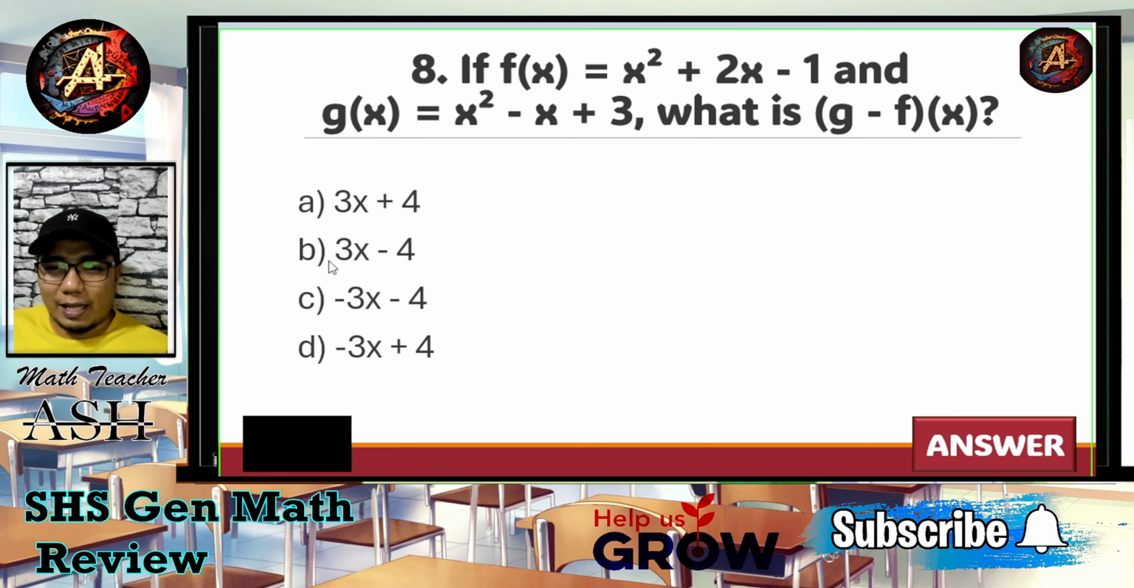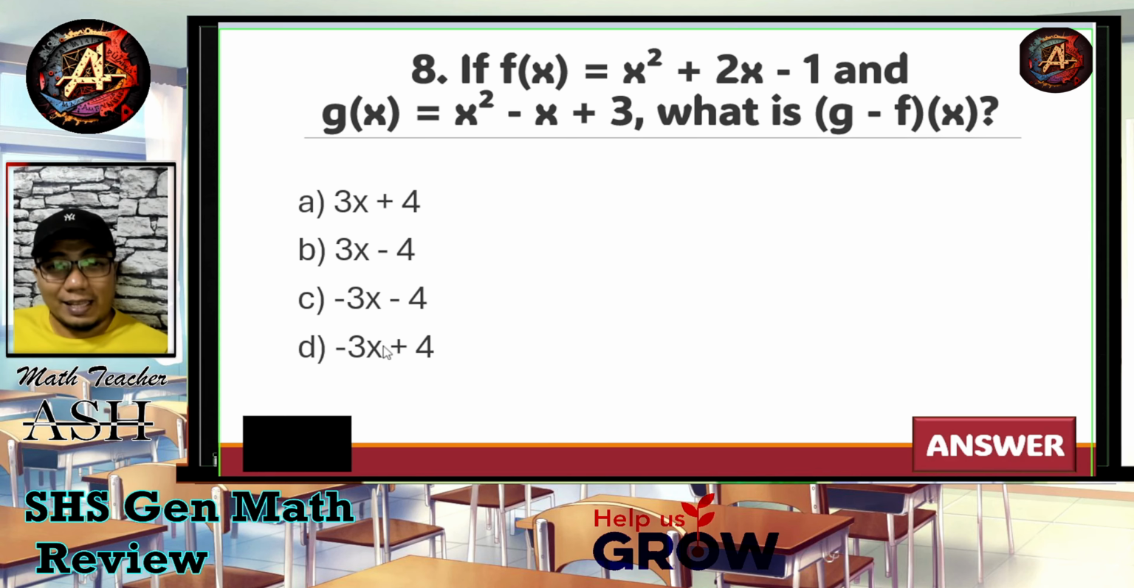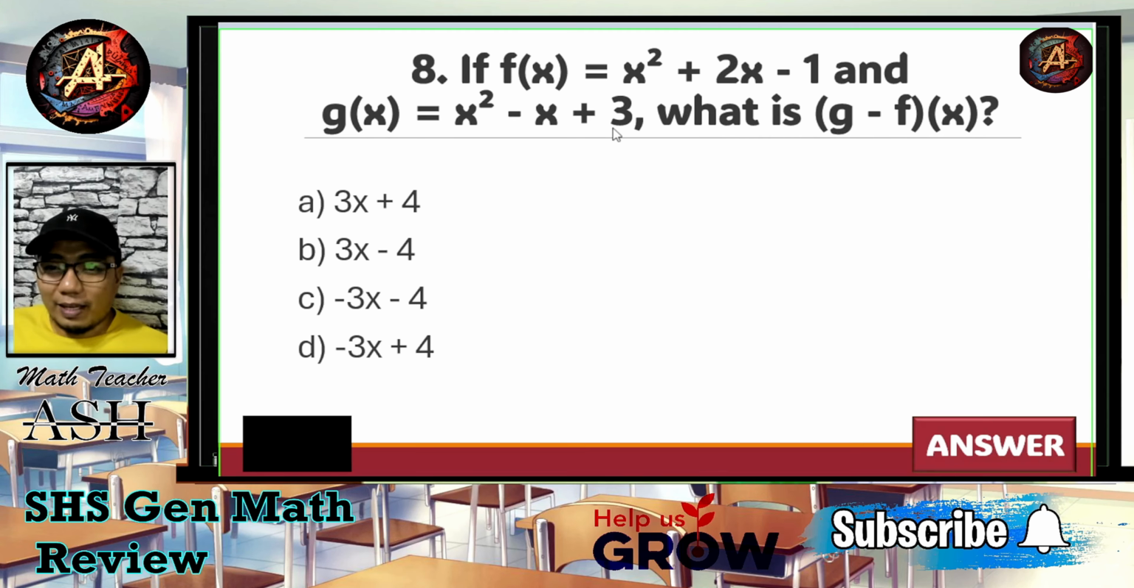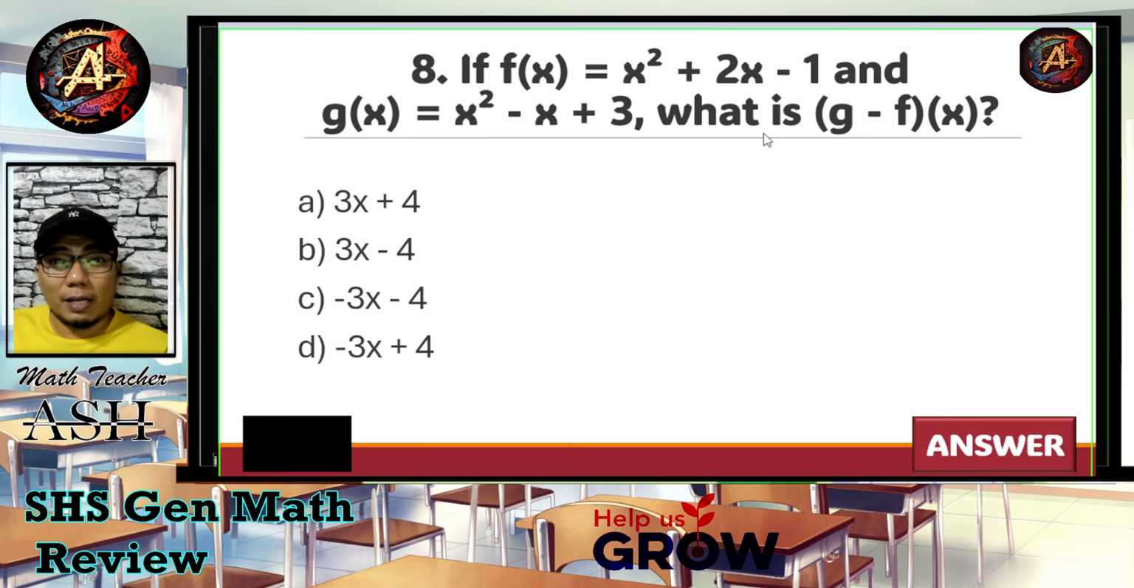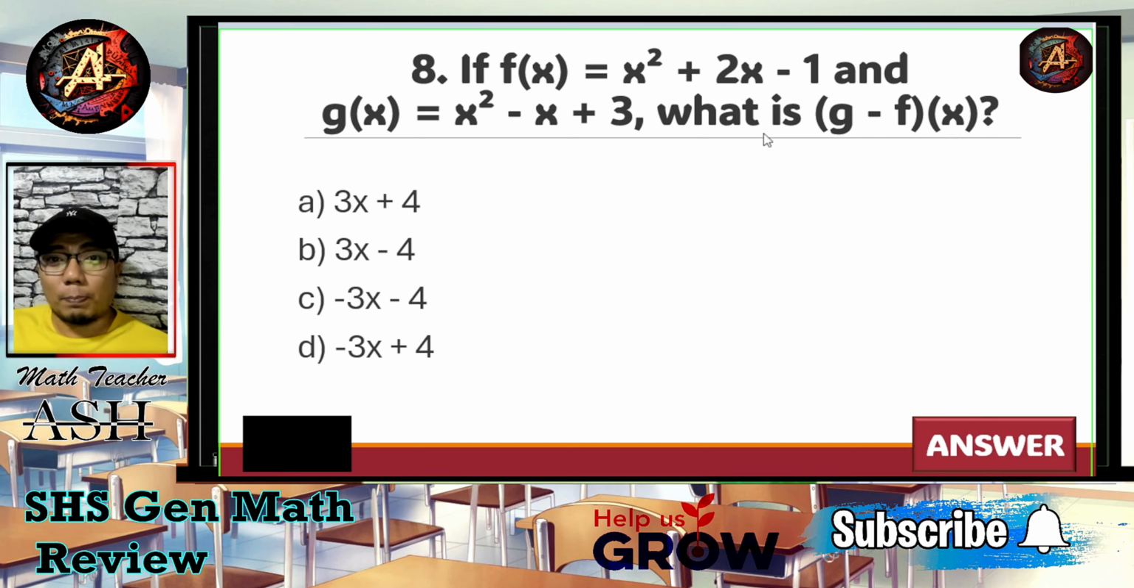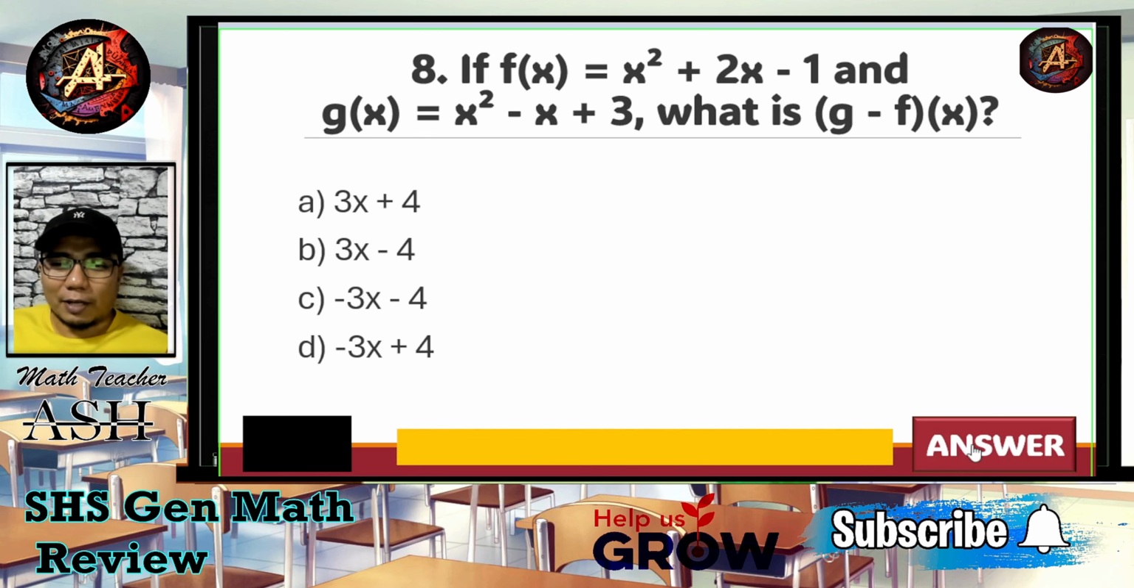So letter A and letter B is already wrong. We only have C and D. Alright. Now, 3 minus negative 1. So 3 minus negative 1, that will become 3 plus 1. Of course, that would be positive 4. So therefore, the correct answer for this question is letter D. Let's check whether we are correct.